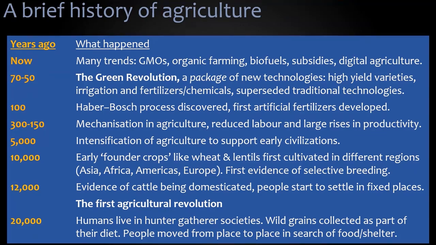Now, we have many trends in our agricultural systems. There are genetically modified crops, there's organic farming, there's the use of crops to produce biofuels. Some farmers are subsidized by government and others are not. And there's the revolution in digital agriculture to bring information technology into agricultural systems.